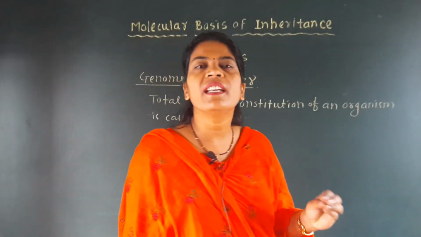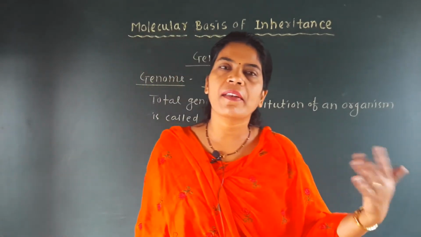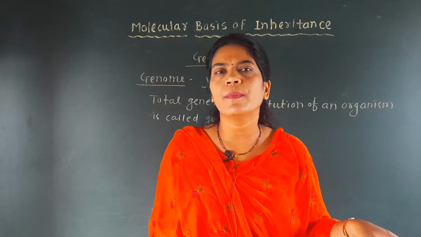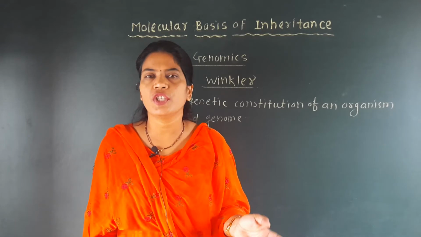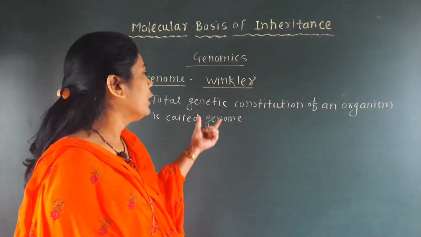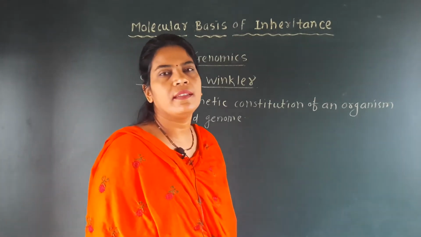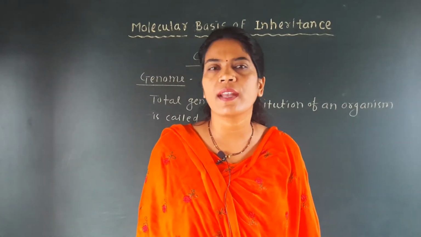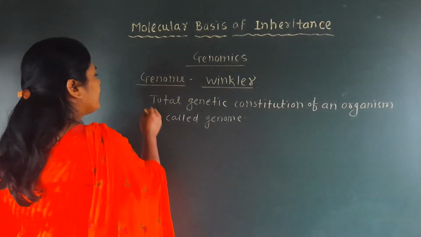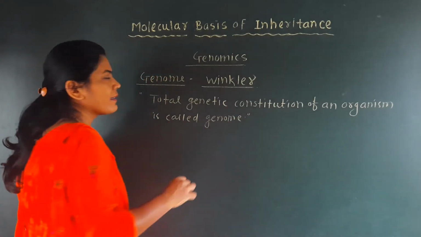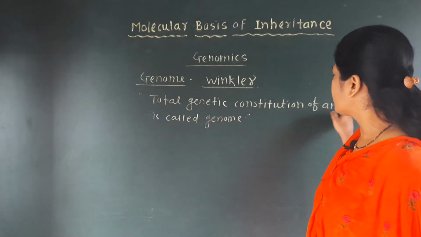Then what is meant by genetic constitution? In any organism, maybe a human being, cat, rat, or any other organism, the total genes present in that organism are nothing but the genome. So the genetic constitution of an organism is called the genome. If a question is asked for one sentence, what is genome, you have to write the definition: total genetic constitution of an organism.